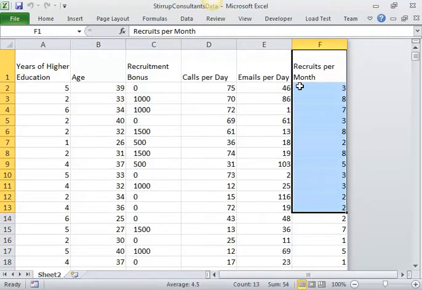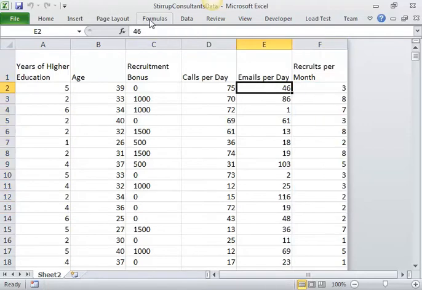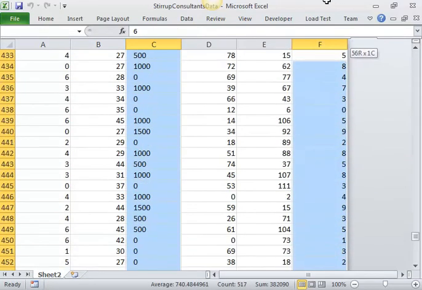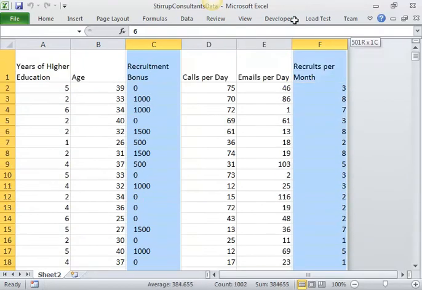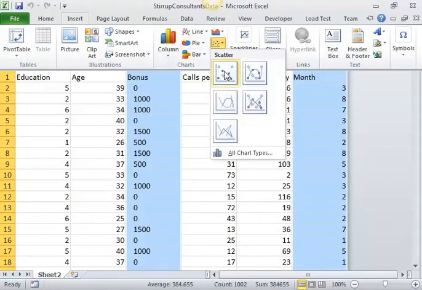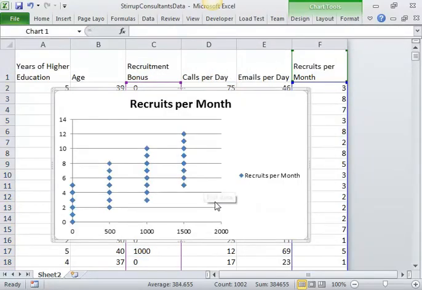So to take a look at this, well, first, let's take a look at something else. If we were to highlight this data, and create a chart of it, we can see that the data in the chart tends to go up in a line. The higher the bonus, the more recruits per month in general. Now, it's kind of wide, but we can see that there's definitely a relationship here in this data.